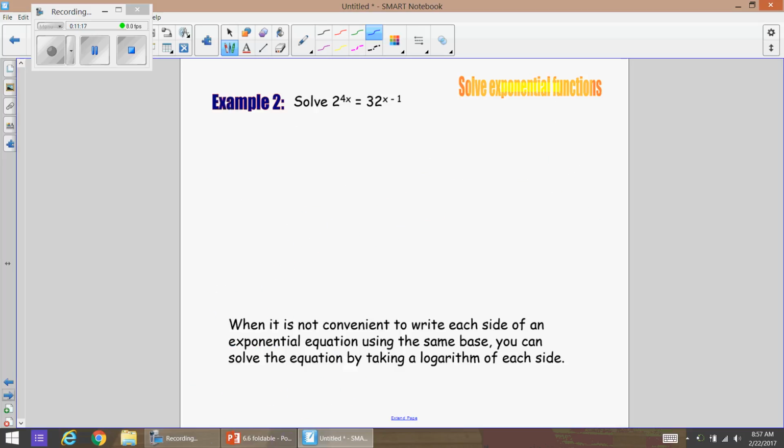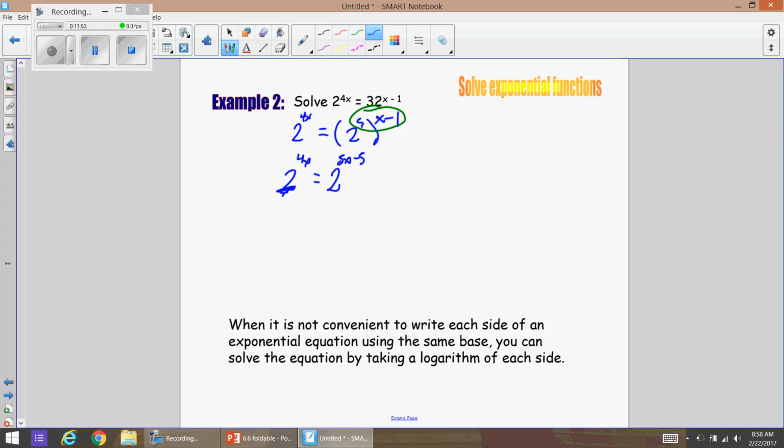All right, here we go again. It says solve the exponential function, and we're at 2 to the 4x equals 32 to the x minus 1. Oh no, we have a 2, we have a 32. What do we do? I remember where a 32 comes from. 32 is something. Do you remember? It's 2 to the 5th power. So now we multiply our exponents. So this is 2 to the 4x equals 2 to the 5x minus 5.